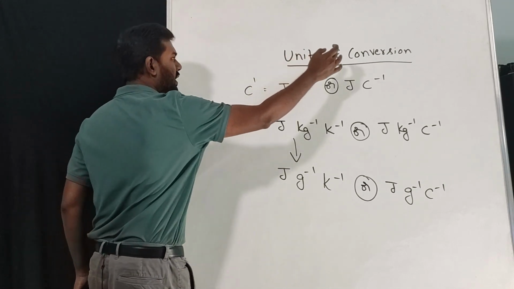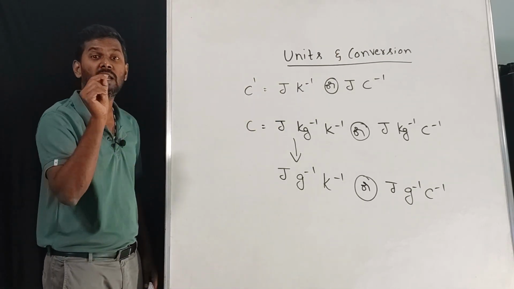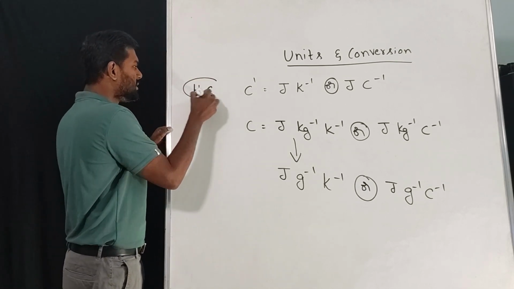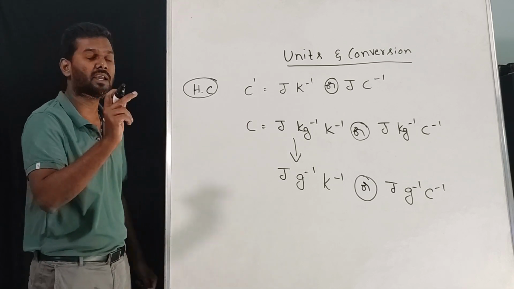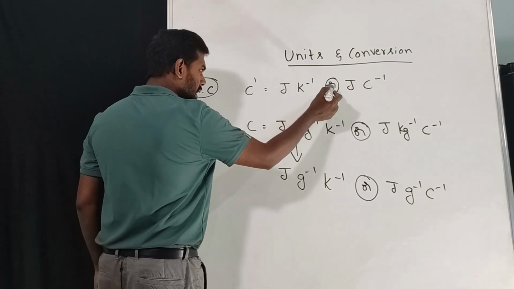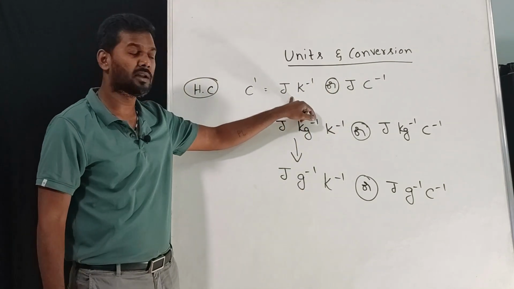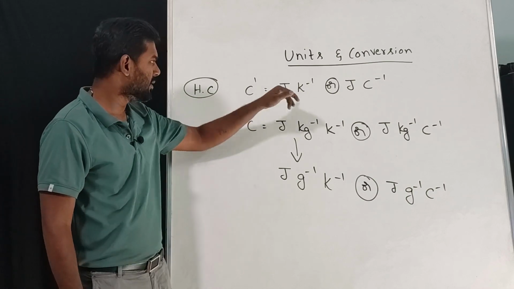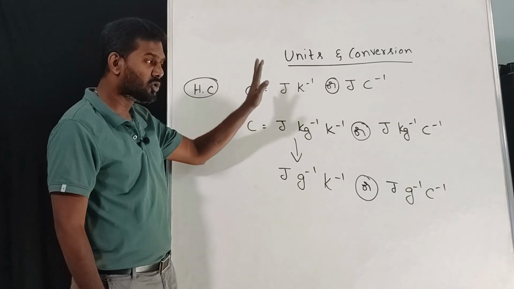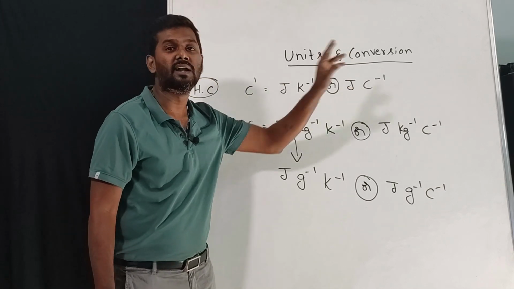Listen, units and conversion. This C dash represents heat capacity. C dash is heat capacity. The unit of heat capacity is joules per Kelvin or joules per centigrade. In the exam they may confuse you with any one of these. Most of the time we will use this one only in the numericals, but you should know joules per Kelvin is equal to joules per centigrade.